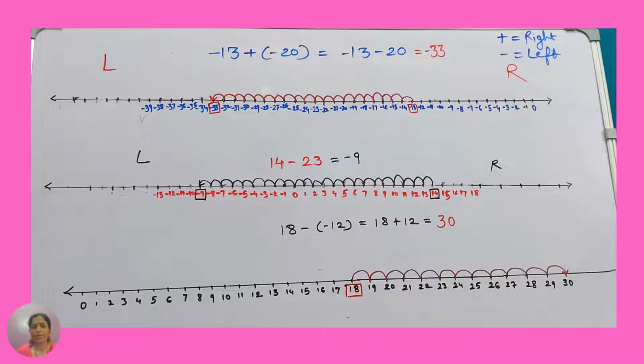Now you have to find the location of minus 13 on a number line first. So you can see minus 13 is here and the minus sign is there. That's why you have to shift to the left side. So from this minus 13 you have to take how many jumps to the left? That is 20 jumps to the left. When you take 20 jumps to the left, you reach minus 33. You can see that. So your answer will be minus 33.